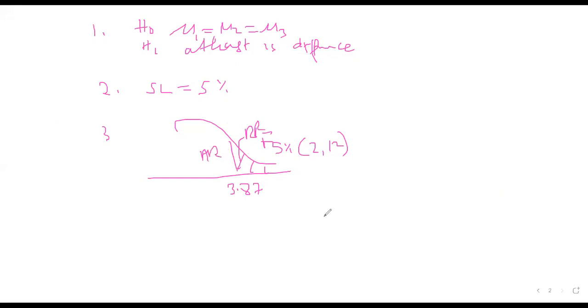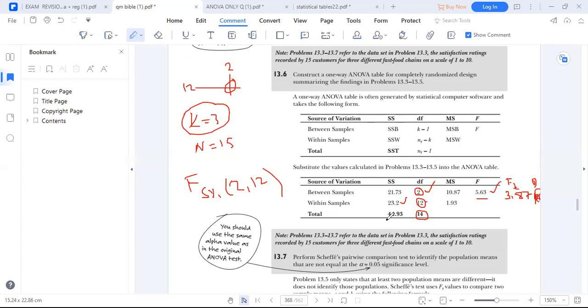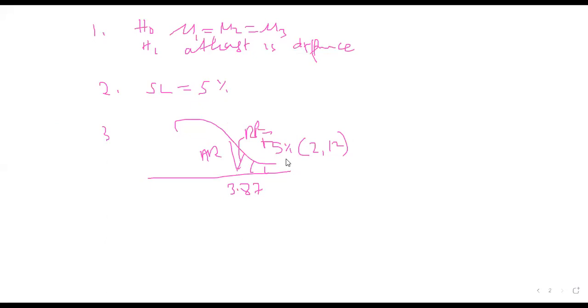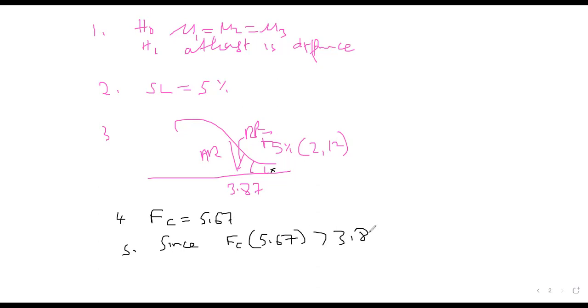So what was our F calculated? F calculated was 5.67. Let's identify where the 5.67 will be. It is somewhere here in the rejection region. So step 4, we calculate the F calculated. It was 5.67. Then here we make a conclusion. Since F calculated, which is 5.67, is greater than 3.87 at 5% level of significance, we reject H0.